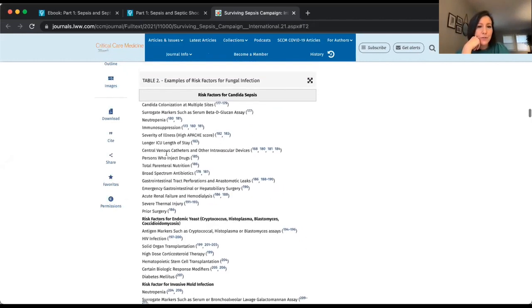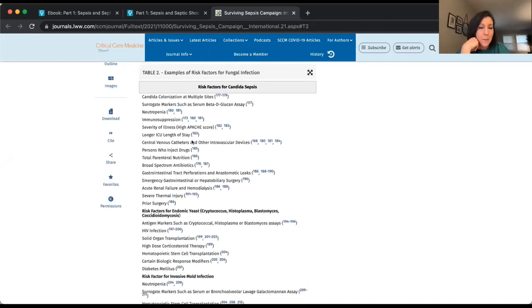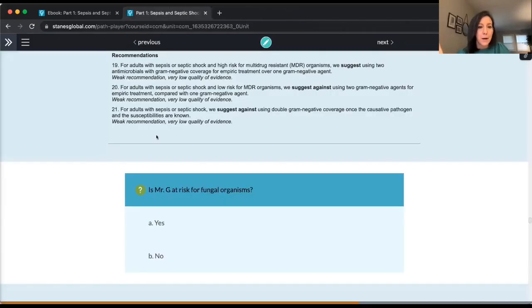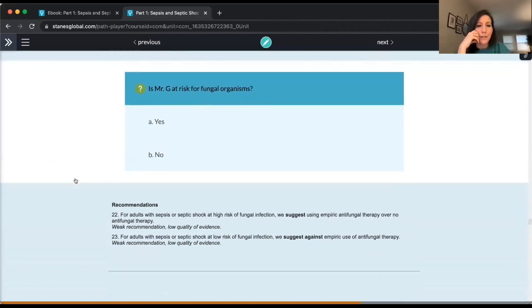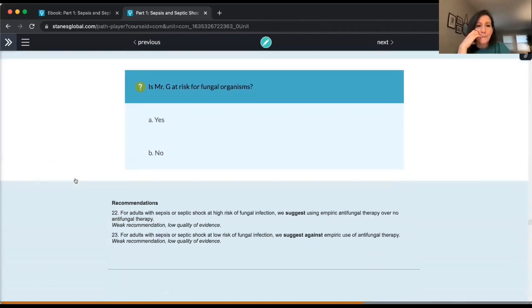And I would say that Mr. G is just coming in from home. He's not been in the hospital. He's not a dialysis patient. He's not been on previous antibiotics that we know of recently. So I would consider him low risk for fungal infection. What do you think, Rediat? Yeah, I agree with you, Anna, completely.